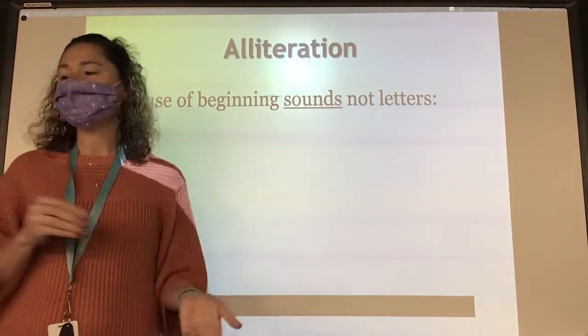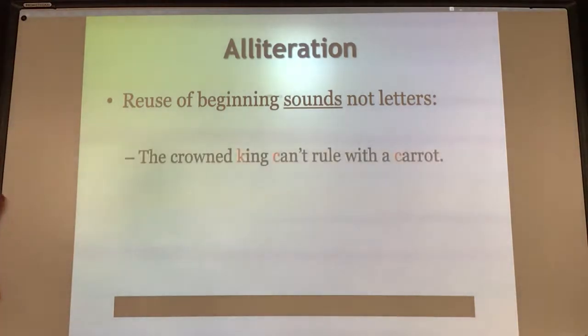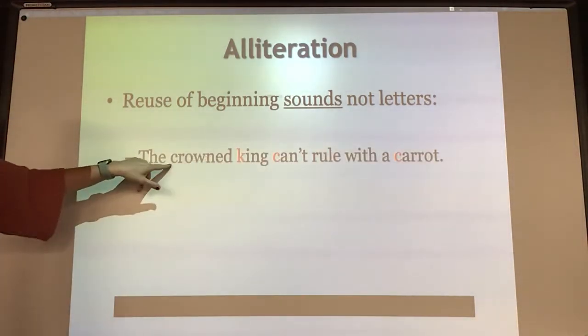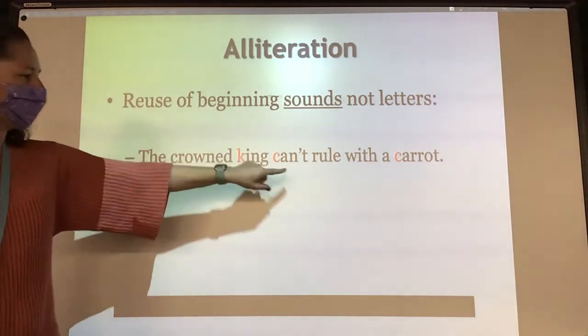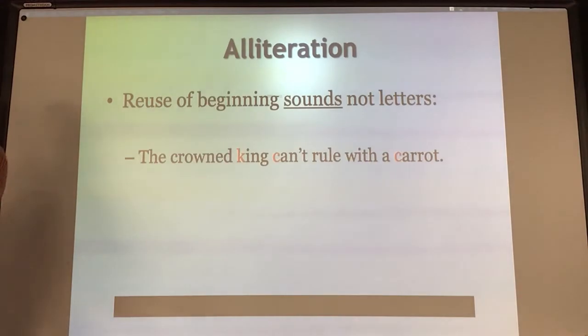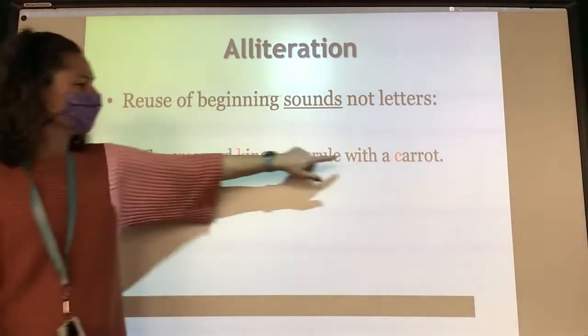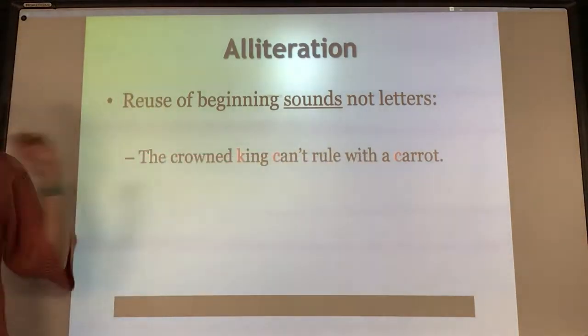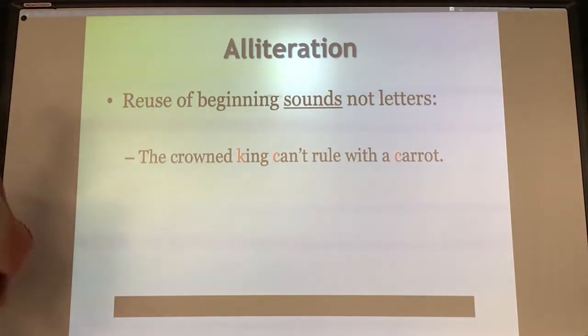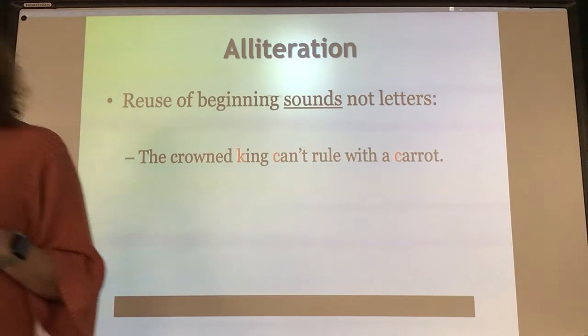But a K and a C make the same sound, right? So if I look at this one here, this C should be red. The crowned king can't rule with a carrot. Sounds kind of silly, doesn't it? But we've got a lot of this, the K sound, right? Are they all C's? No. Okay, but they all make the same sound. Okay, the K's and the C's.